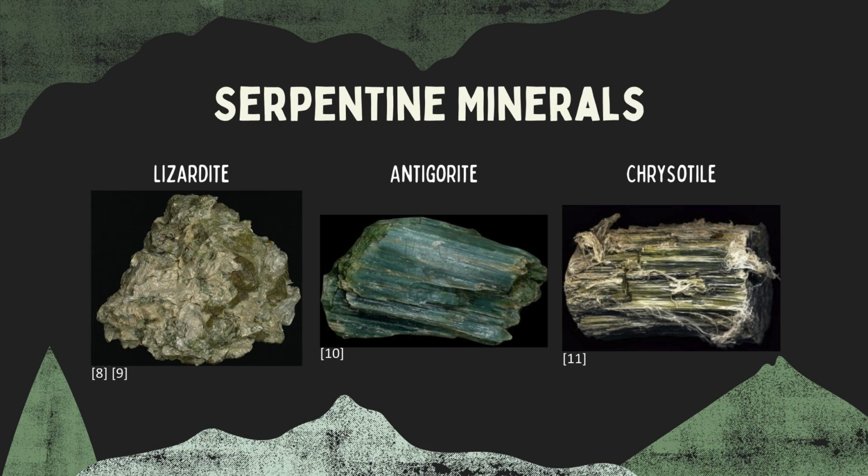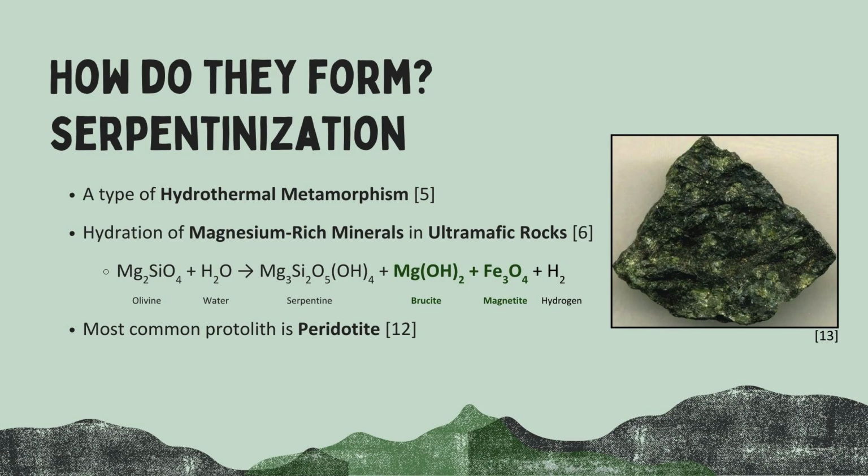So, how do serpentinites form? Serpentinites form through a type of hydrothermal metamorphism called serpentinization. Serpentinization is the hydration of magnesium-rich minerals in ultramafic rocks, and it follows the general chemical formula Mg2SiO4 plus H2O, which then produces Mg3Si2O5(OH)4 plus Mg(OH)2 plus Fe3O4 plus H2, or olivine plus water, which then produces serpentine, brucite, magnetite, and hydrogen gas.